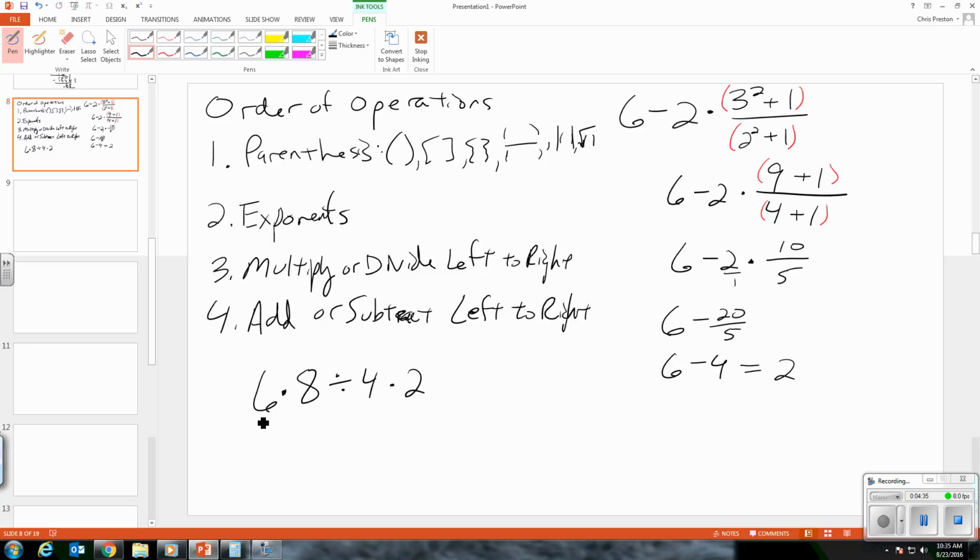So what you should do is combine these two, get 48, then divide by 4, get 12, and then multiply by 2 and get 24. This is not 48 divided by 8, which is 6. No. This is 6 times 8 divided by 4 times 2. Sometimes you will have a calculator and you'll type it in and get an answer, and you're like, that answer doesn't make sense. That's because the calculator is using the order of operations, and if you didn't put parentheses when you meant to, the calculator doesn't know that. It just follows the order of operations specifically.